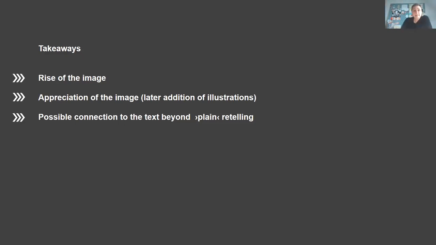And there might be a possible connection to the text beyond plain retelling, which was my talking point on how to look at those two pictures, which could of course be two characters from the book, or placeholders for the readership, or maybe something very different, maybe the characters from the foreword of Walpole. So these are the takeaways from the first segment.